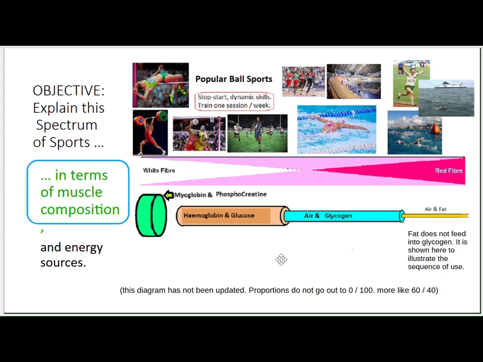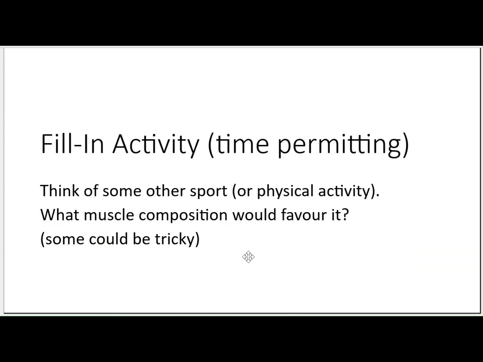Moving on. Yes, I've got more disparaging things to say about this in the next video. A fill-in activity time for me. As I said, this was for a training video. Think of some other sport or physical activity. What muscle composition would favour it? And some could be tricky, you know. You think, I don't know how to rate someone who might be into archery, or wrestling. Well, don't ask me about those.